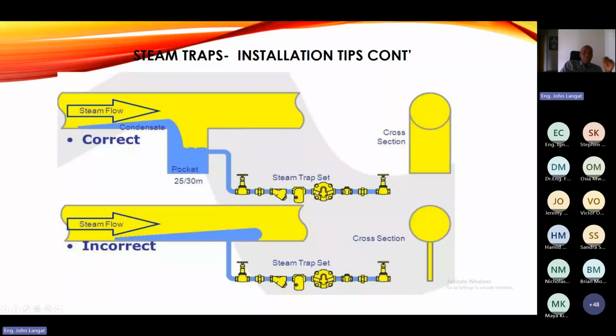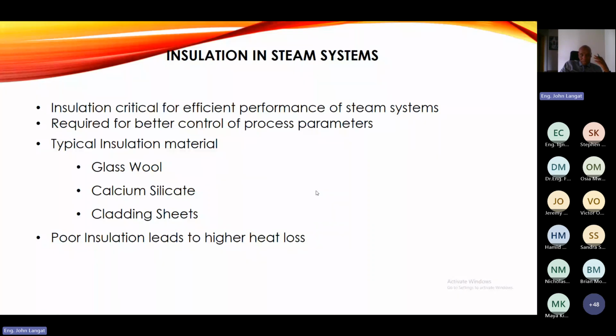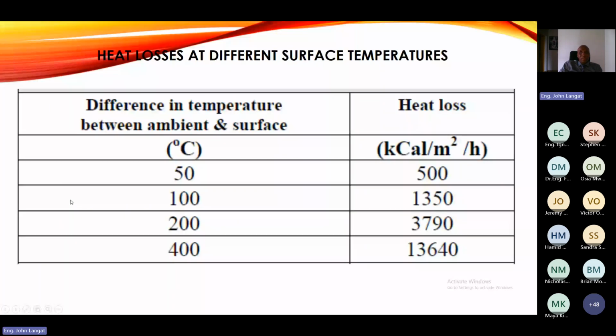Then going to insulation, I cannot underscore the importance of insulation in a steam system, especially distribution. Because any exposed surface will mean direct heat loss, and therefore you lose heat. Types of insulation: you have glass wool, you have calcium silicate, and you have cladding sheets. There are cladding sheets, special covering for open surfaces. Of course, lack of insulation leads to higher heat losses. And you can see here, heat losses at different surface temperatures.